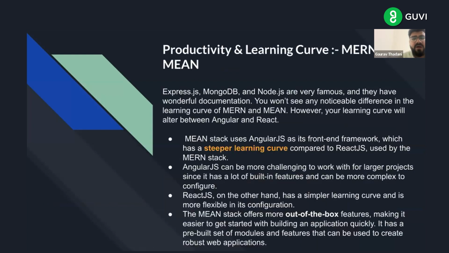Okay. Now, coming to the productivity and the learning curve. Definitely, in the Express part, the Mongo part, and the Node.js part, if you are choosing either MEAN or MERN for your stack, you have to study and you have to learn, right? Suppose you are learning Node.js, you would be covering all three terms, Express.js, MongoDB, and Node, at once.